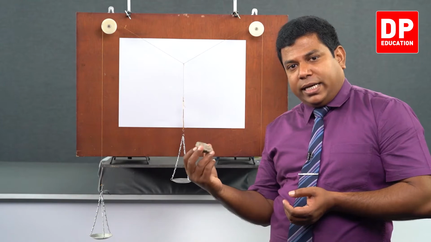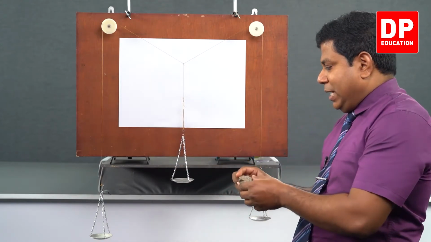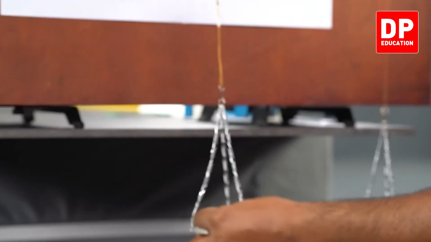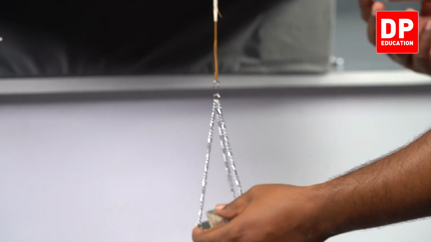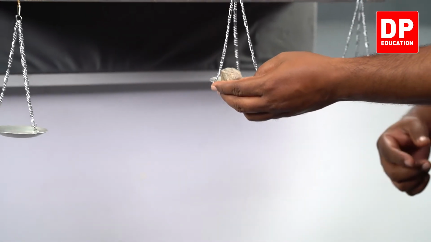This is the unknown object that I have shown you, a stone actually. I don't know the mass of it. So let me keep that in the middle here. The moment I keep that there, it goes down. So what we should do, we should keep mass on the other two plates as well.